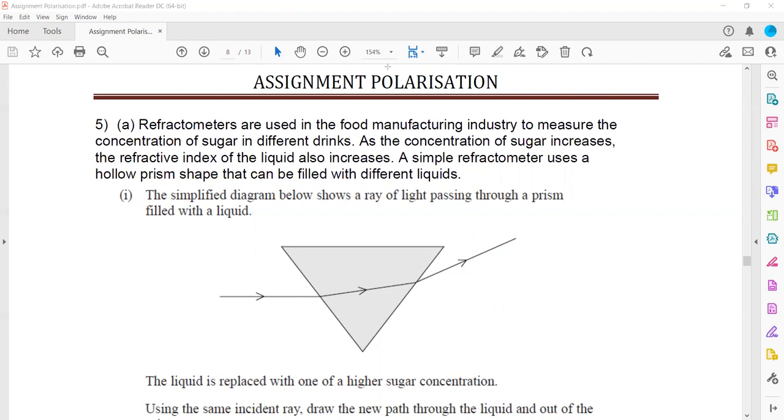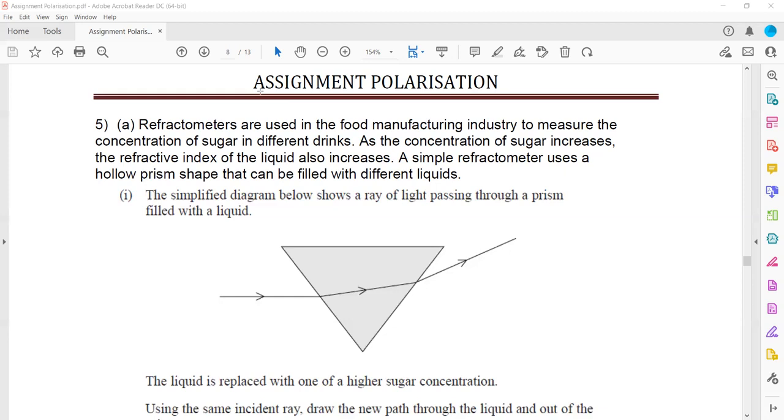So as the concentration of the sugar increases, the refractive index of the liquid also increases. A simple refractometer uses a hollow prism, like this prism is hollow, and then it can be filled with different liquids. So how can we identify the amount of sugar? If there is a high concentration of sugar, light will bend towards the normal when it travels from air to glass. If it has a low concentration of sugar, then the refraction will be smaller.